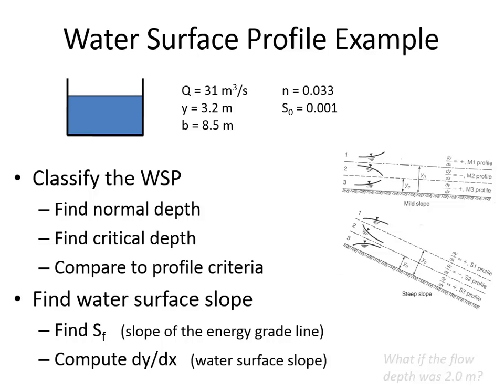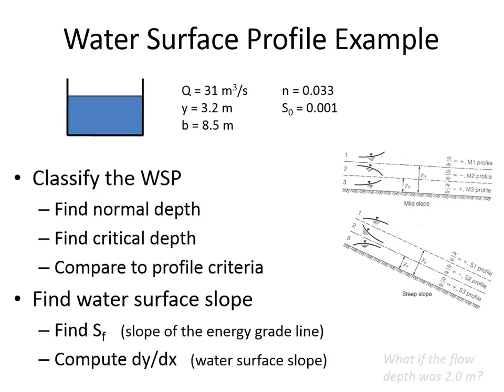And in this case, we know the n value. That's given as 0.033. We know the flow rate. That's given as 31 cubic meters per second. And so the unknown thing here is we're going to have to substitute in the geometry for it being a channel that is 8.5 meters wide, and the flow depth of interest here is where it is 3.2 meters. So we're going to want to know the wetted perimeter and the cross-sectional area at that section.